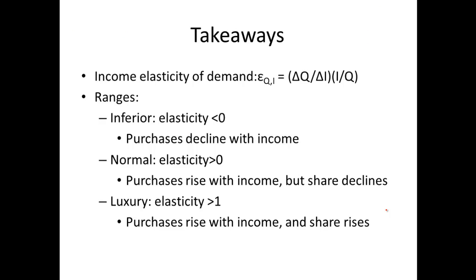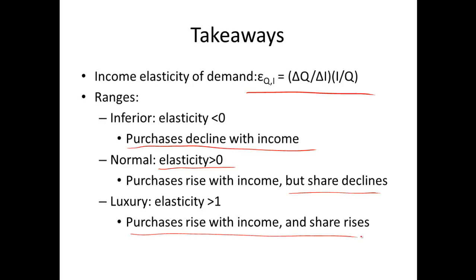All right, what are the takeaways from this module? The first thing is that the income elasticity of demand is defined as delta Q over delta I times I over Q. There are some ranges here. Inferior goods have a negative income elasticity of demand, and that means that absolute purchases decline with income. Normal goods have a positive income elasticity of demand, which means that purchases rise with income, but the share of expenditure declines. And finally, luxury goods have elasticities greater than 1. Purchases rise with income, and the share of expenditure on that good goes up.